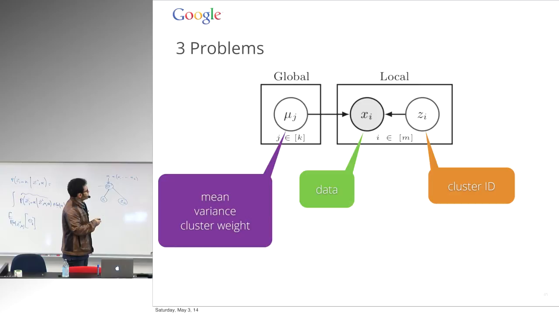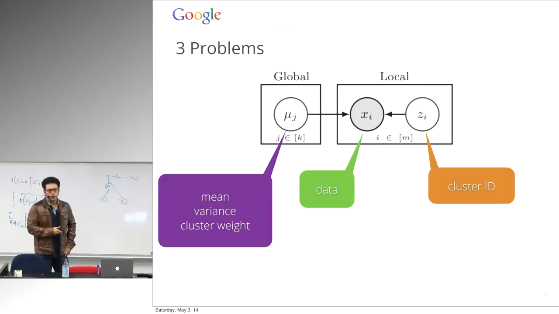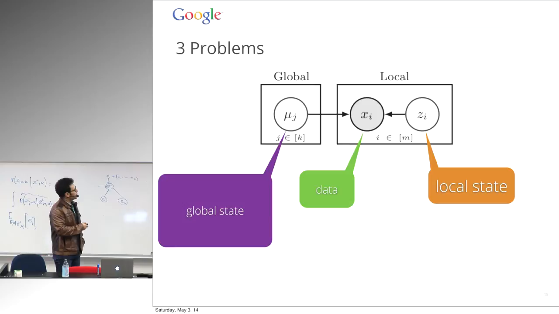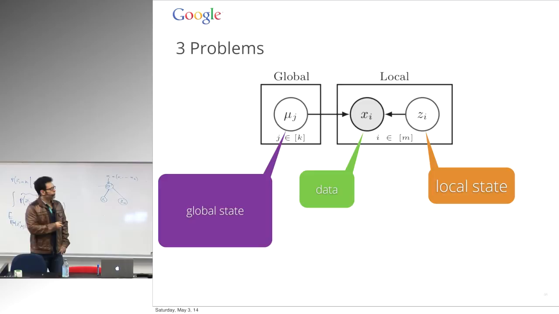We can divide the nodes in the graphical model into three types. You have the data, which is xi. You have the cluster ID. And you have the cluster distribution, which is a mean, for example, if you have a Gaussian distribution. We call this the local state, and we call this the global state. Why? Because these variables, zi, only make sense in the context of a given data point. But the cluster mu j is shared across all data points. And that's why we call this the local variable, and this the global state. And this will be very important in everything we do throughout today.